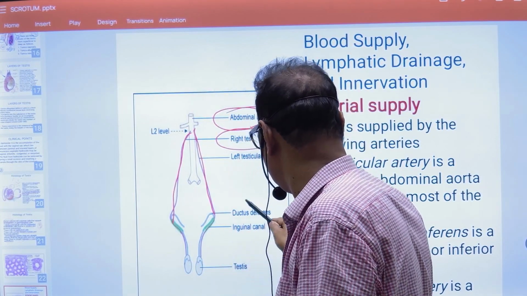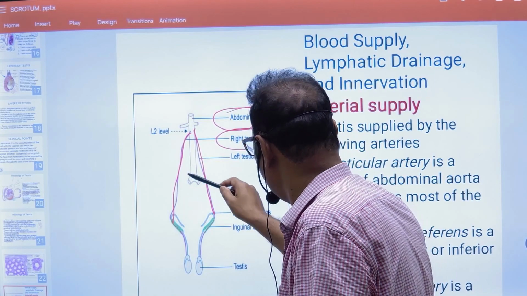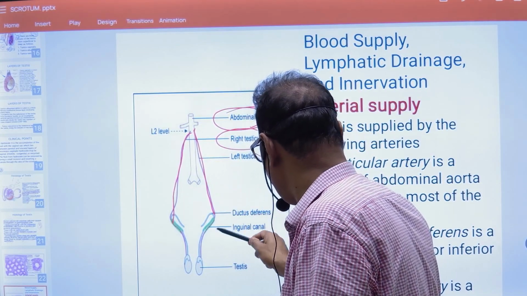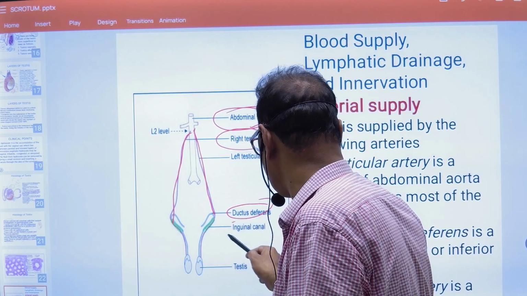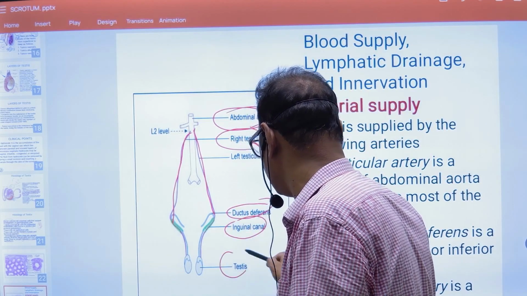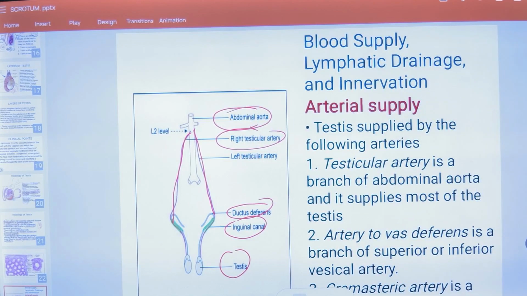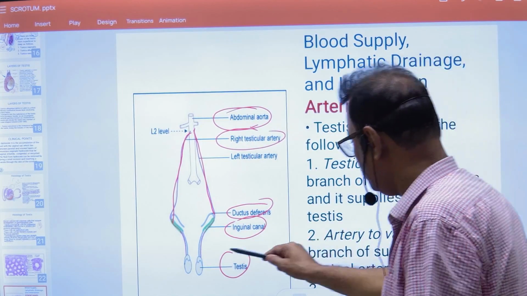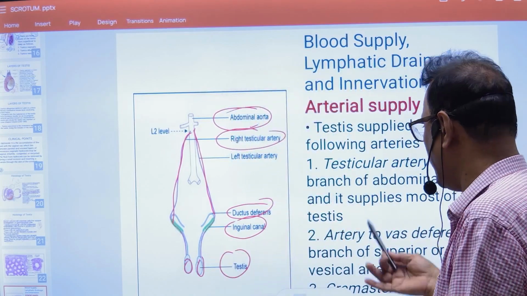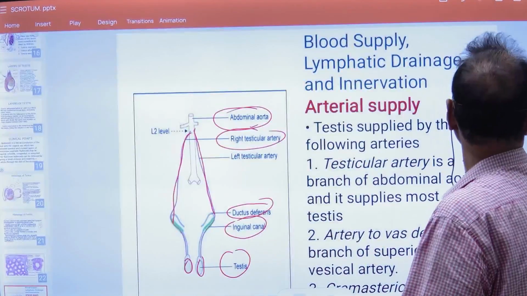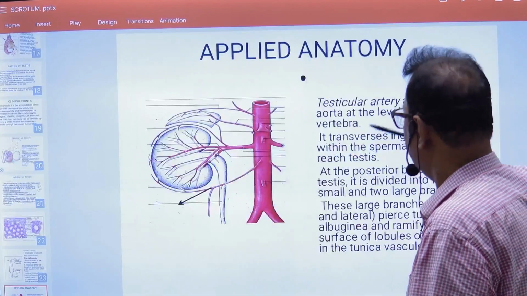abdominal aorta. It will go to the deep inguinal ring, the inguinal canal, and then along with the ductus deferens it goes into the inguinal canal, and finally it will come to the testis to supply the testis. Through the deep inguinal ring and superficial inguinal ring, it comes along with the spermatic cord, and it will supply the testis.